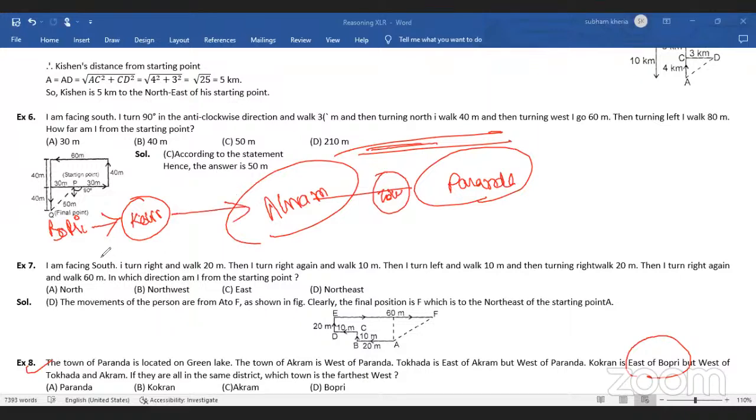This is the direction. ऐसे जा रहे अपन. Bopri leftmost, then Kokran, then Akram, then Tokhanda, then Paranda. Understood? Which town is the farthest west? Which is west? West is here. Bopri is the answer. Option D. Yes or no? समझ में आई बात? हाँ या ना, जल्दी बताओ. Others, ready fast. We are done with today's class.